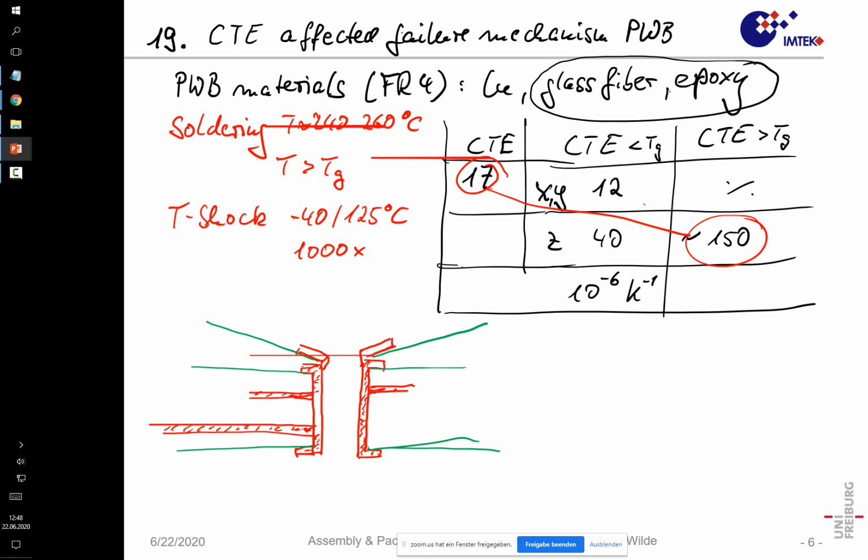And that would mean we have strong forces. No, that was not so beautiful. Okay, in that way, the whole thing is strained into that direction, and also on the bottom the same happens. So now, when we go from room temperature, we could ask, what is the strain difference we have here?